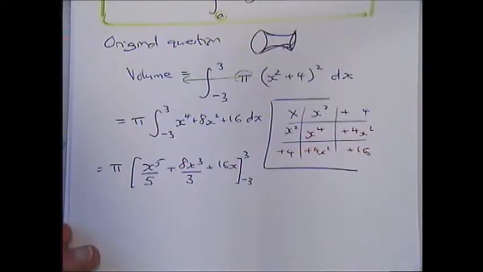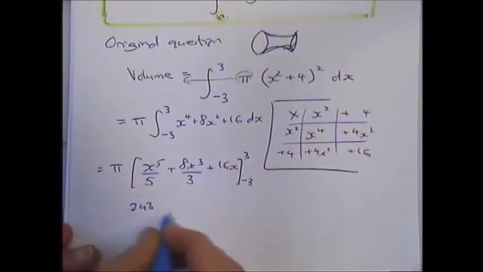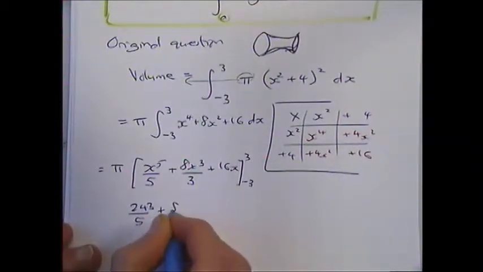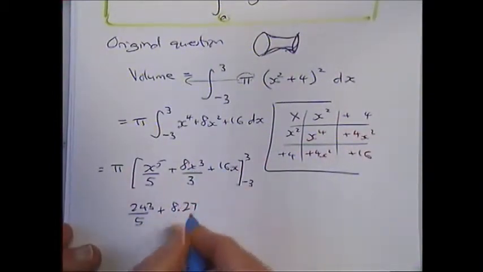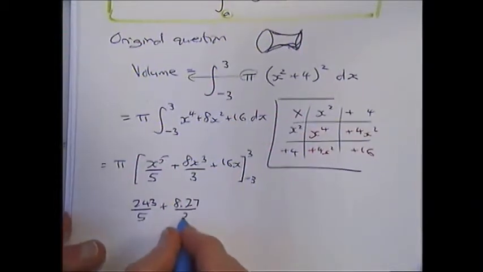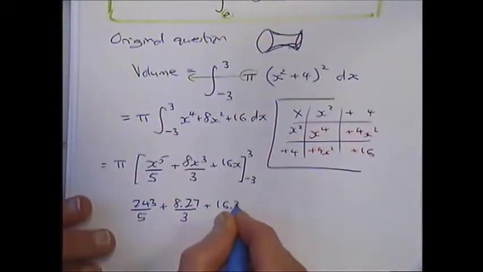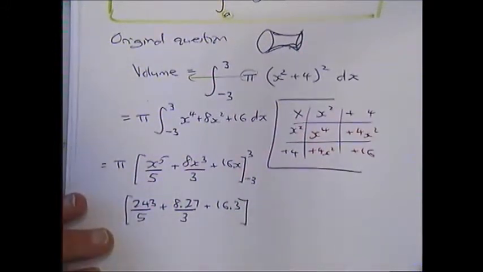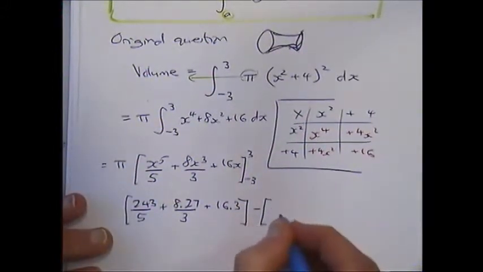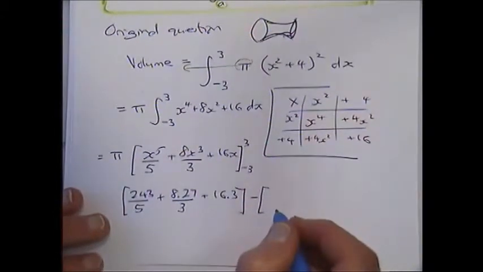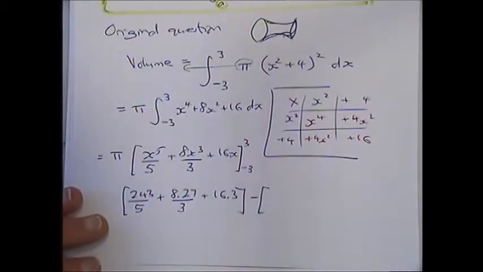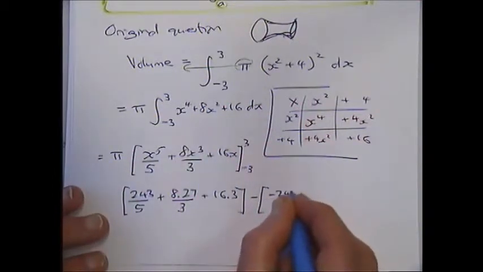3, 9, 27, 81, 81 times by 3. 243. 243, yep. So when we put the 3 in, the 3 cubed we said was 27, that's not a point, that's a multiplying dot there. So we put the 3 in, we'll put the minus 3 in. What's minus 3 to the power of 5? Yeah, because we're doing a minus, and they're all going to be minus powers, so they are going to be minus values over here.